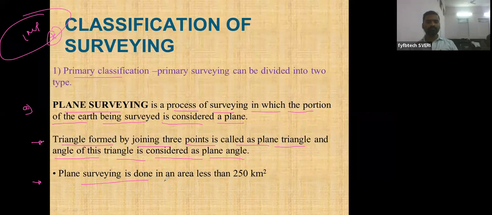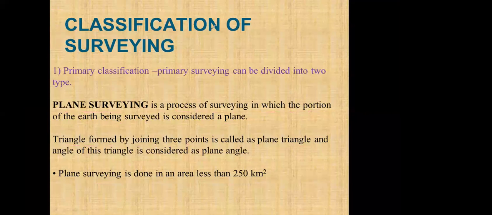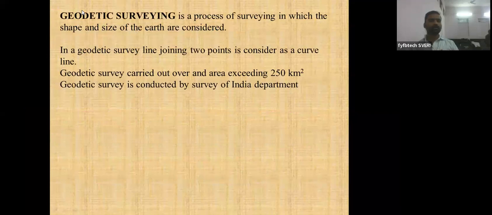Plane surveying is done in an area how much? Less than 250 square kilometer. In an area less than 250 square kilometer. Is it clear, all of you? Have you written? Yes, sir.